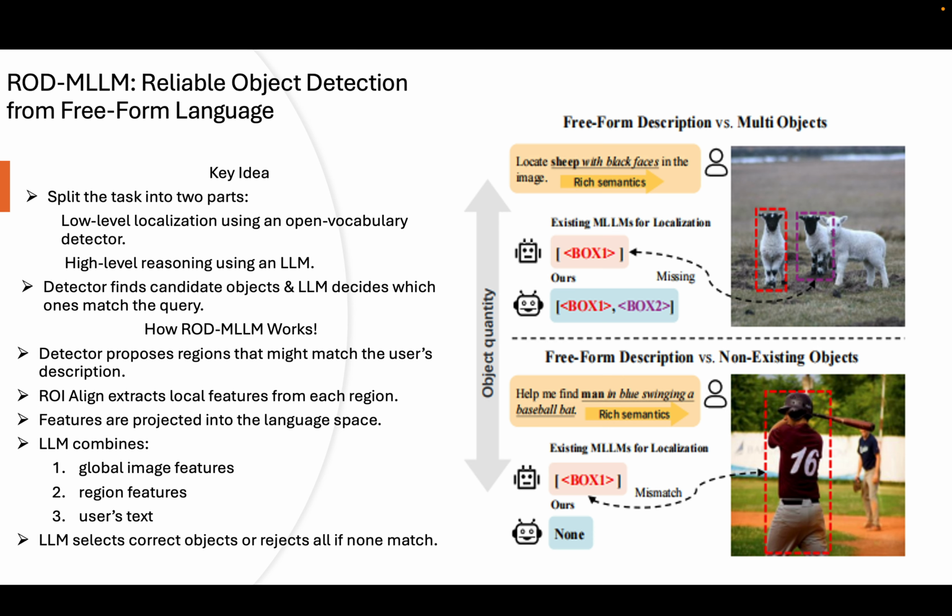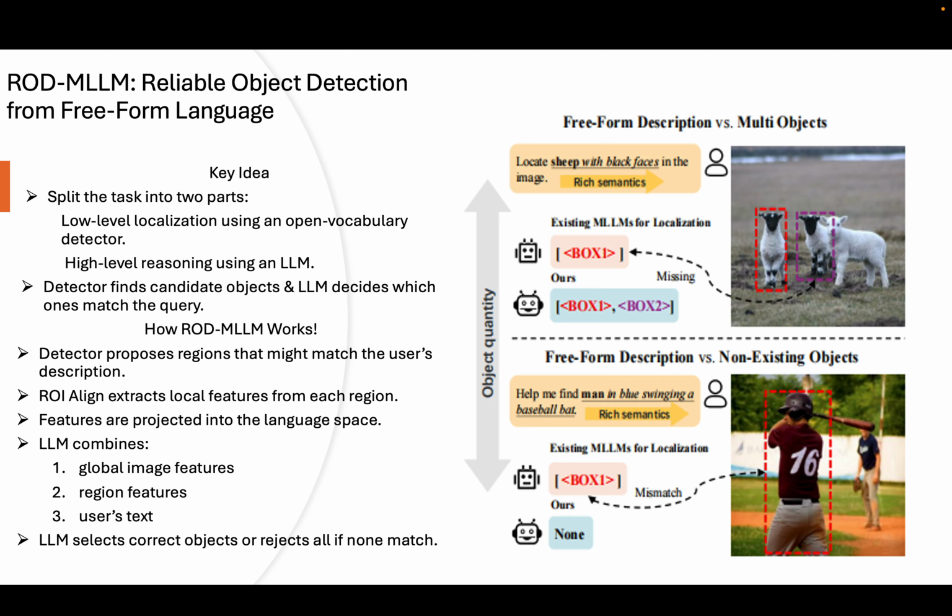So in order to solve this problem, the researchers came up with a key idea. They split the problem into two different parts. One part is great at finding possible objects, and the other is great at understanding language. So basically, the model now understands the image first and also understands our prompt.